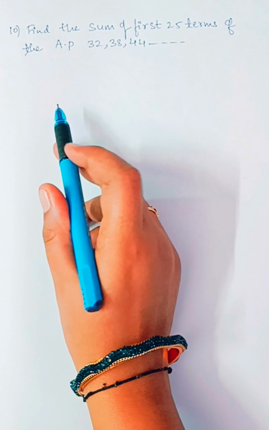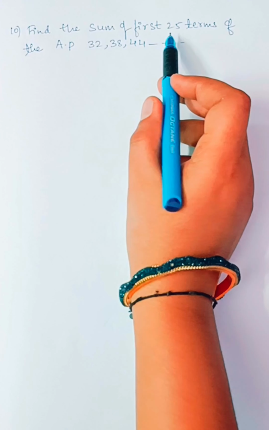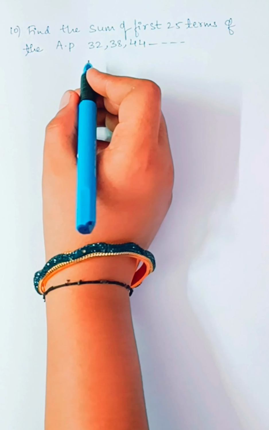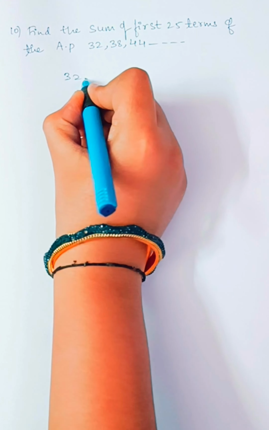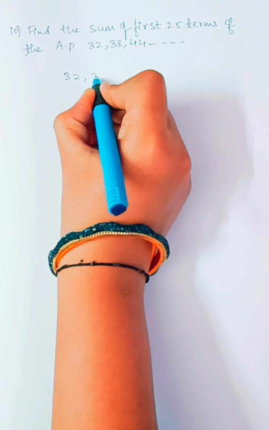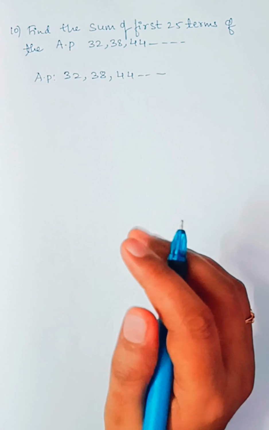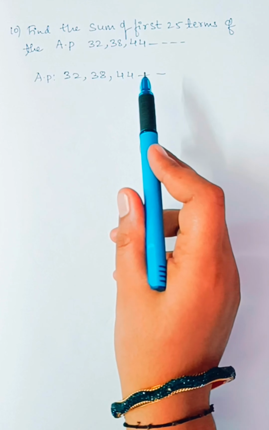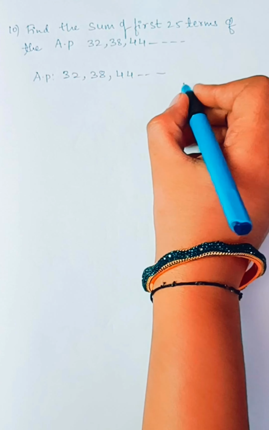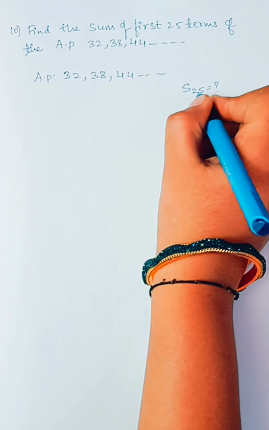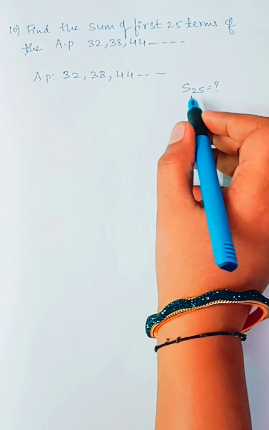So the 10th question is find the sum of first 25 terms of the given AP. The AP given is 32, 38, 44, and so on. So this is our AP. We need to find the sum of first 25 terms, that is S25.